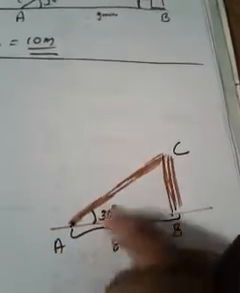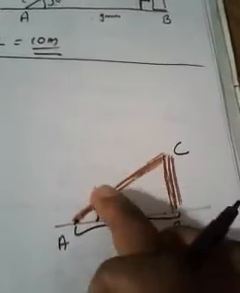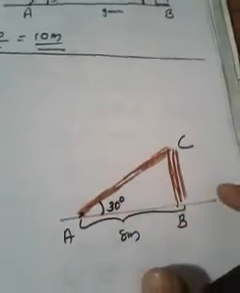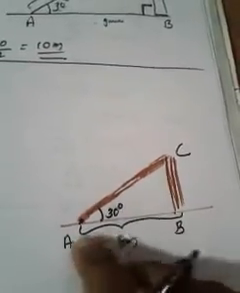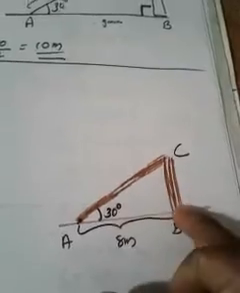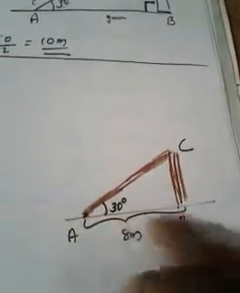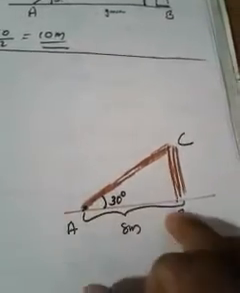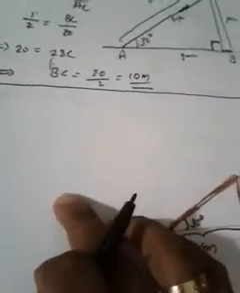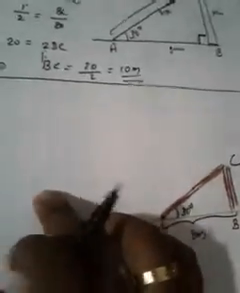The angle between the top of the tree and the ground is given as 30 degrees, and the distance between the foot of the tree and the top of the tree, or the broken part of the tree, is given as 8 meters in the question. All the things you have to write in your own words, and after that you can start writing.